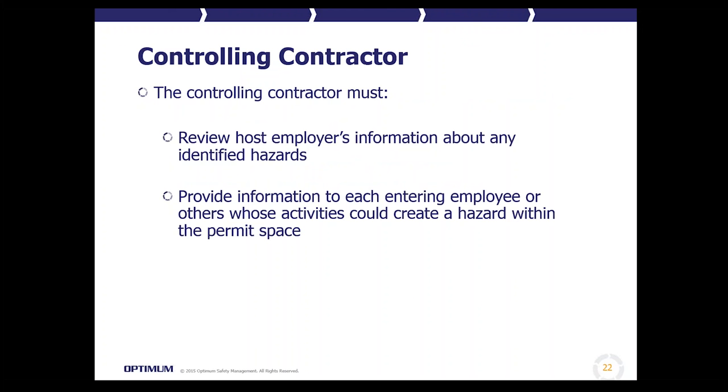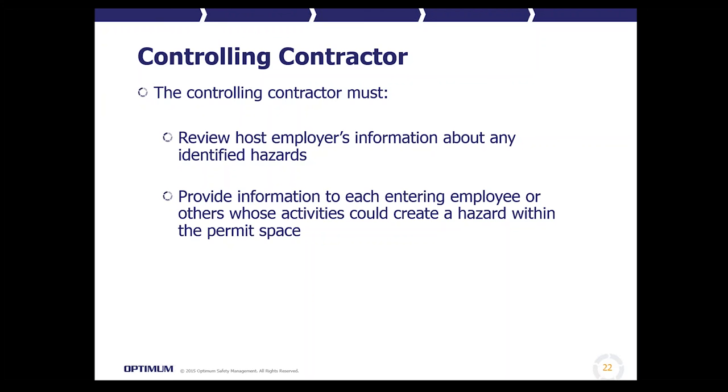Then the controlling contractor, what he or she needs to do is, number one, review what the host employer has given them: any information that they have, review it, understand it, ask questions if they need to, but they need to know what's going on with that information they've been provided. And then once they have that information, they need to provide it to each employee who's entering the confined space or even whose activities could create a hazard within the permit space. So you may not have employees working in a confined space, but if you're going to be performing any kind of work outside of the space, if you're going to be doing cutting, grinding, driving forklifts or lulls or that type of thing around the space, those could create outside hazards that would need to be taken care of as well.